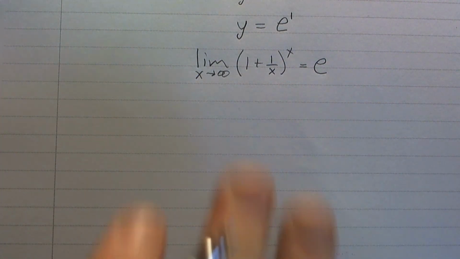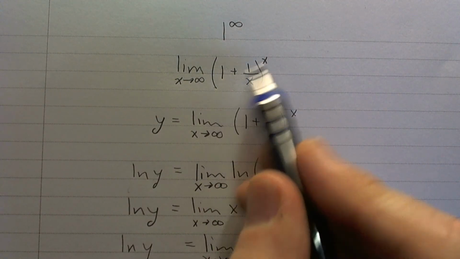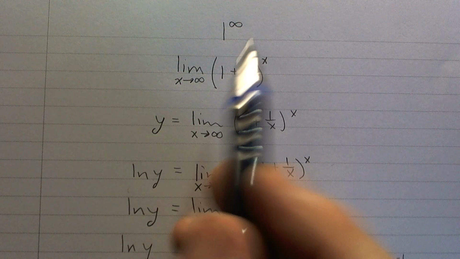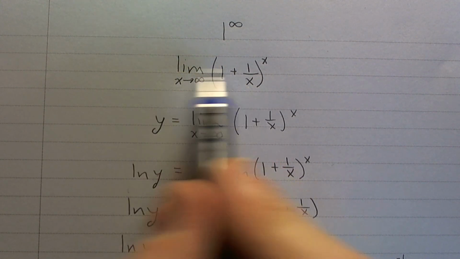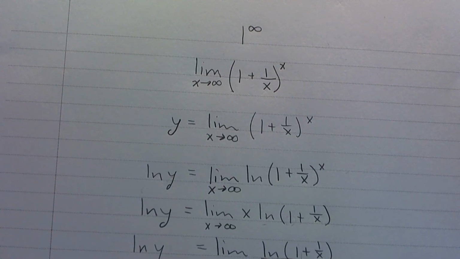And that's how we can address limits of this form where we have an exponent. A lot of times that's what we'll want to do. We set y equal to the entire limit, and then we log it so that we can utilize that property of logs.